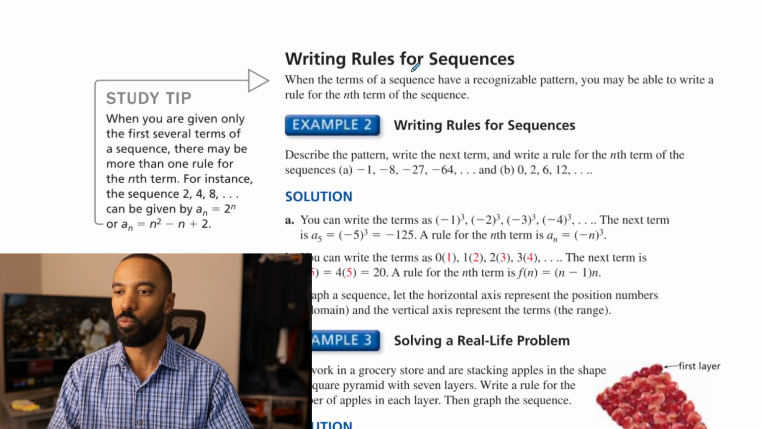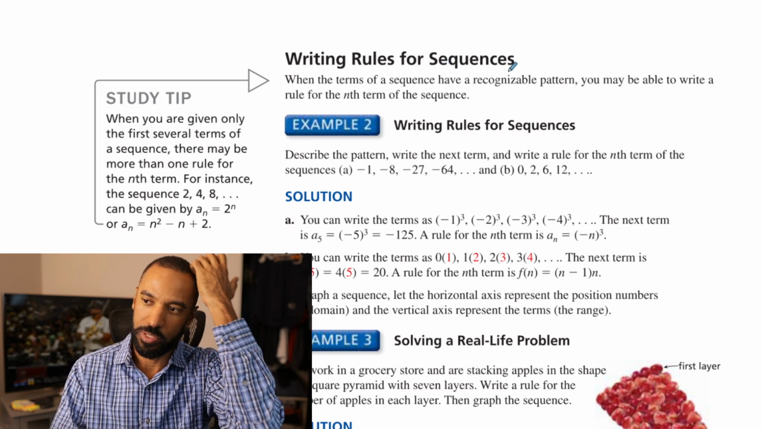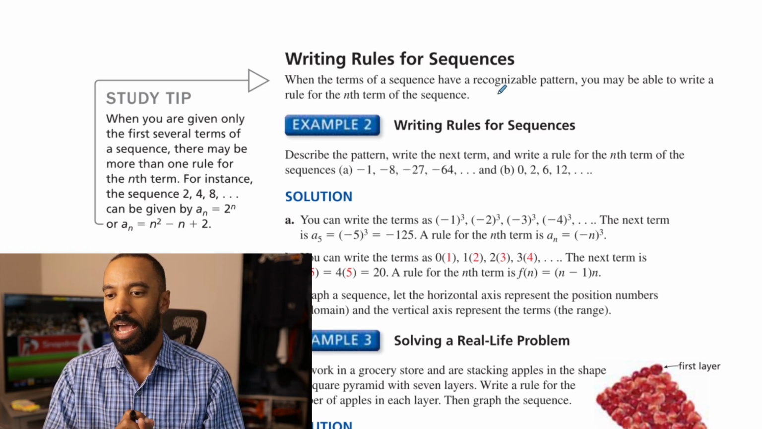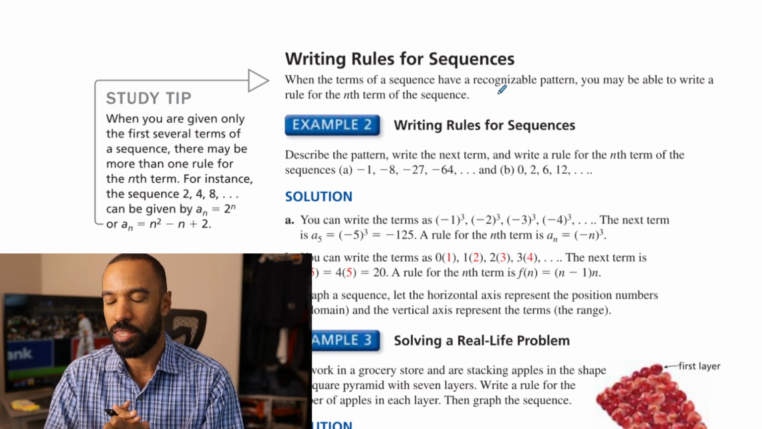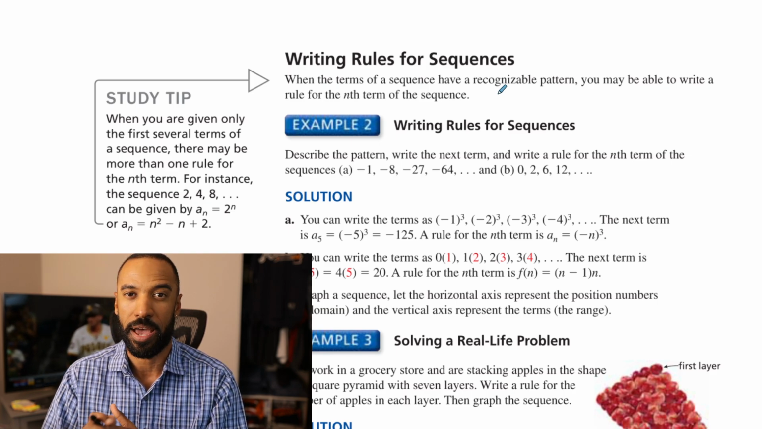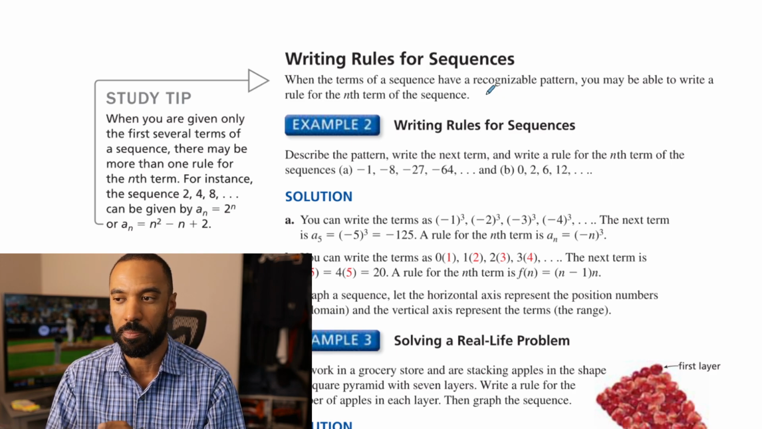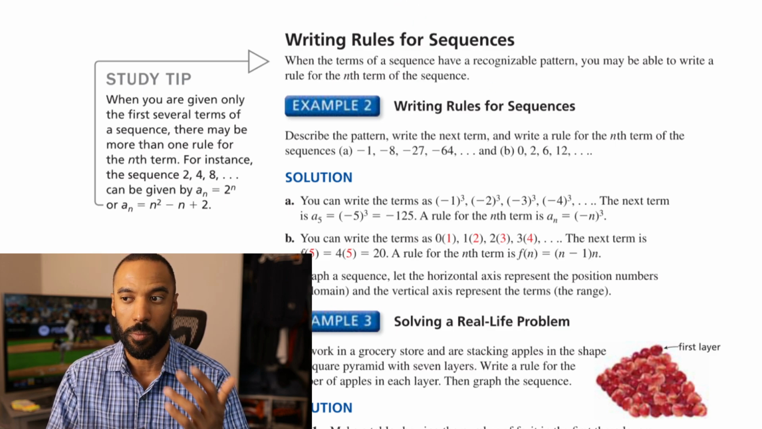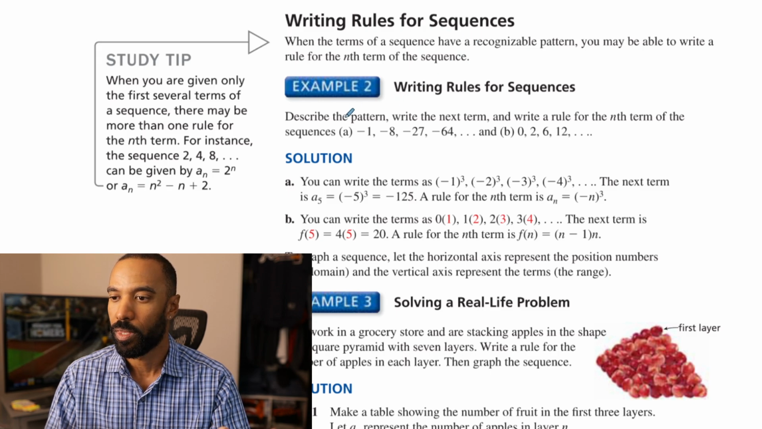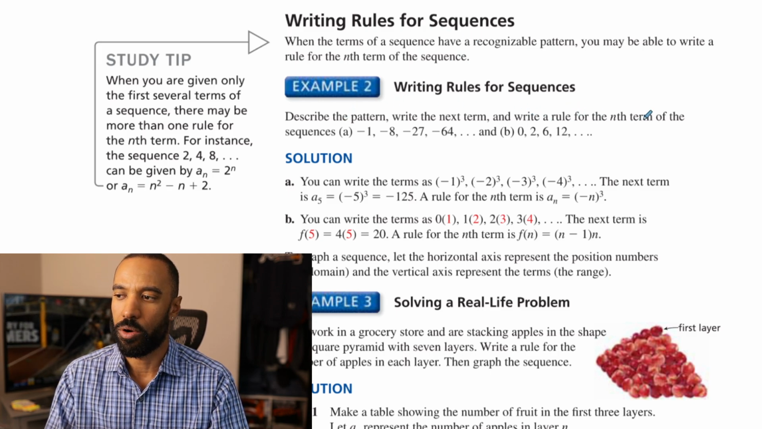And yeah, here it is, writing rules for sequences. When terms of a sequence have a recognizable pattern, you may be able to write a rule for the nth term of the sequence. Now, there are a couple things that could get tricky depending on what the numbers look like, but based on what we might have seen in the past regarding patterns, we should be able to come up with something somewhere, even if it's from what we know from sequences before or from what we just did previously in IM3. Describe the pattern, write the next term, and write a rule for the nth term of the following sequences.